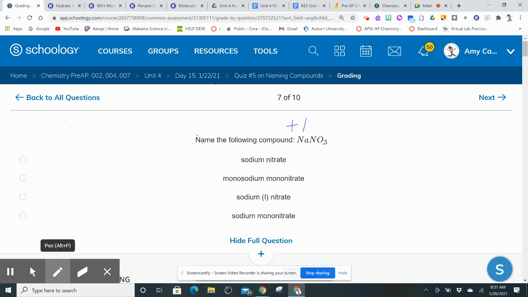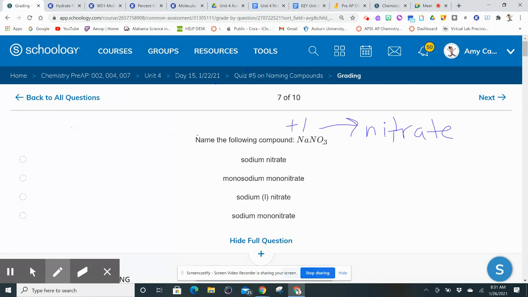Okay, so that was my first question. Is there a metal? Second question, do I have more than 2 elements? Yes. So I've got a polyatomic ion in here. NO3 is what polyatomic ion? Nitrate. So I know this is nitrate, and it has a -1 charge. Not that that really matters for naming it. So this is nitrate, and this is sodium.